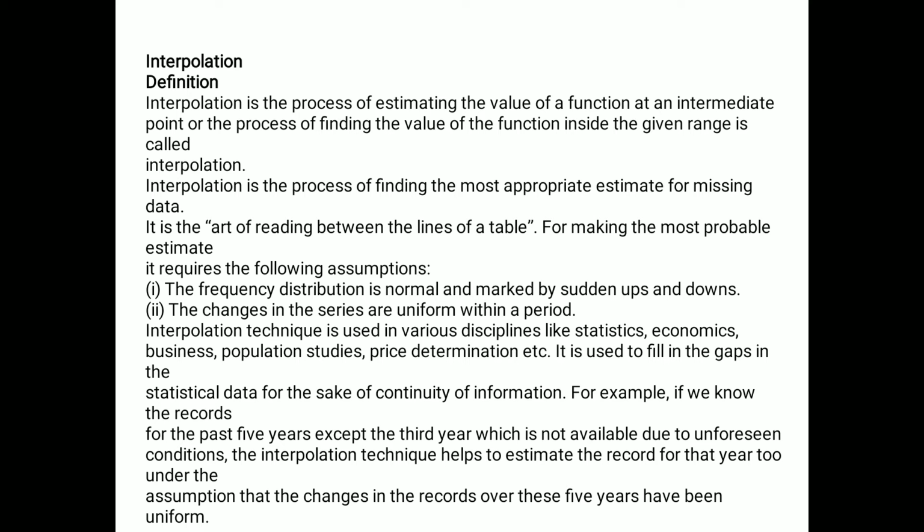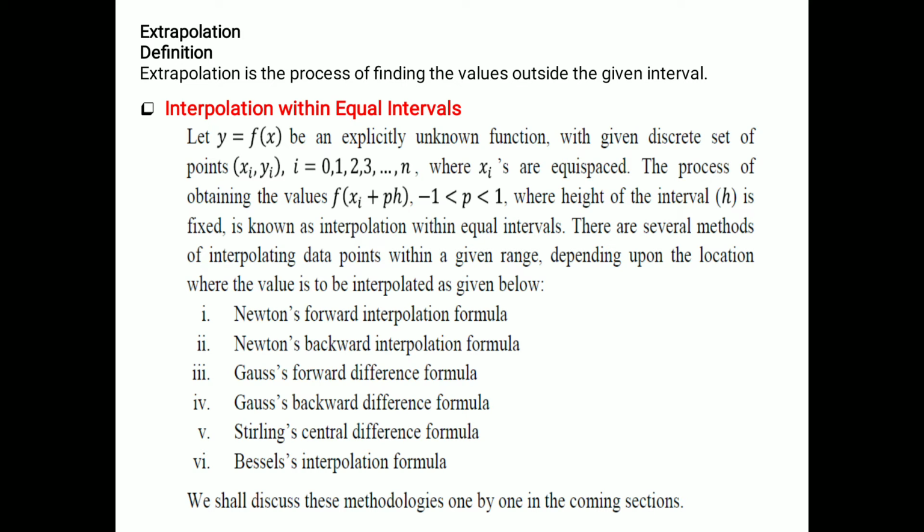For example, if we know the records for the past 5 years except the third year, which is not available due to unforeseen conditions, the interpolation technique helps to estimate the record for that year under the assumption that the changes in the records over these 5 years have been uniform. And extrapolation is the process of finding the values outside the given interval.